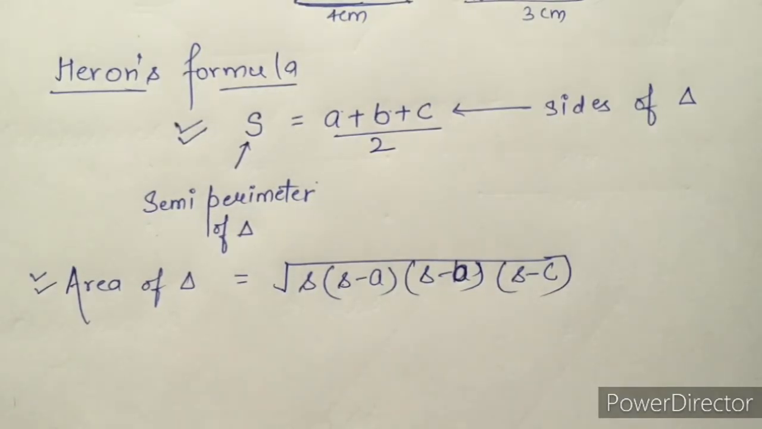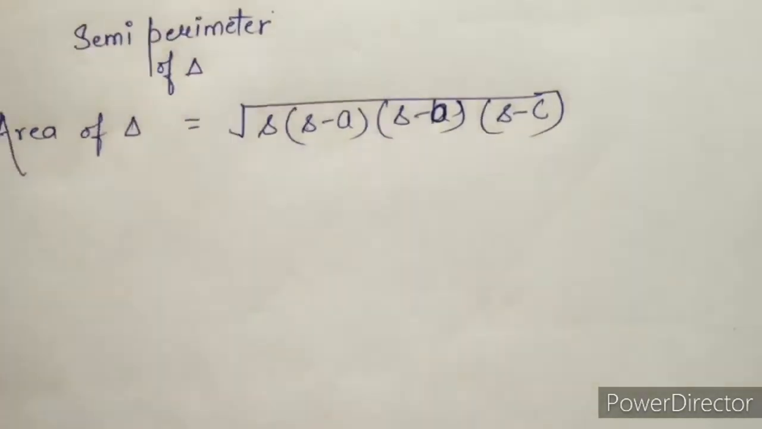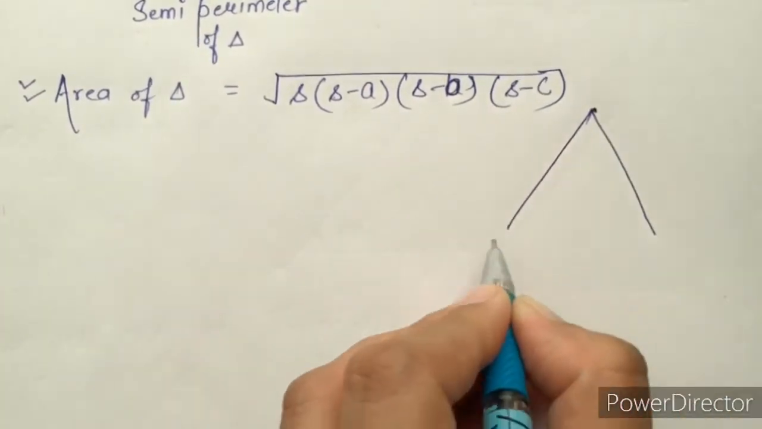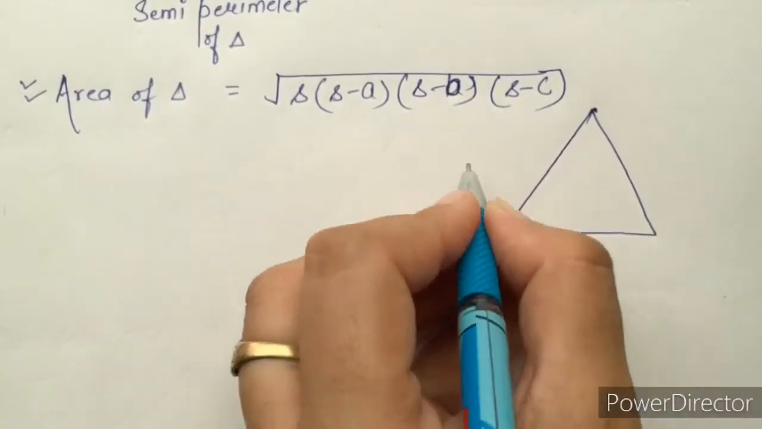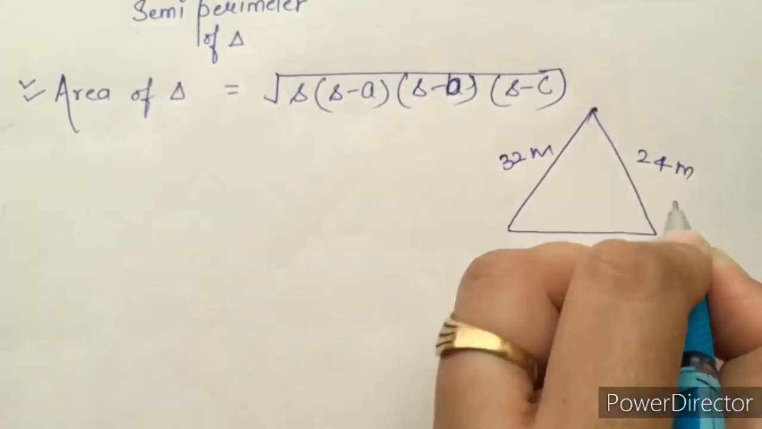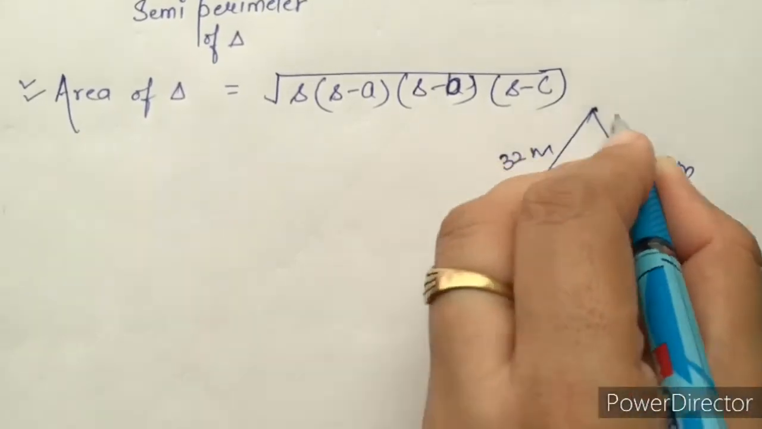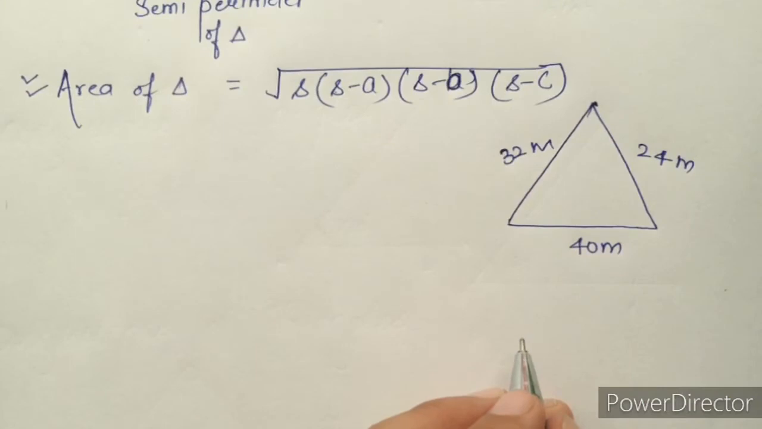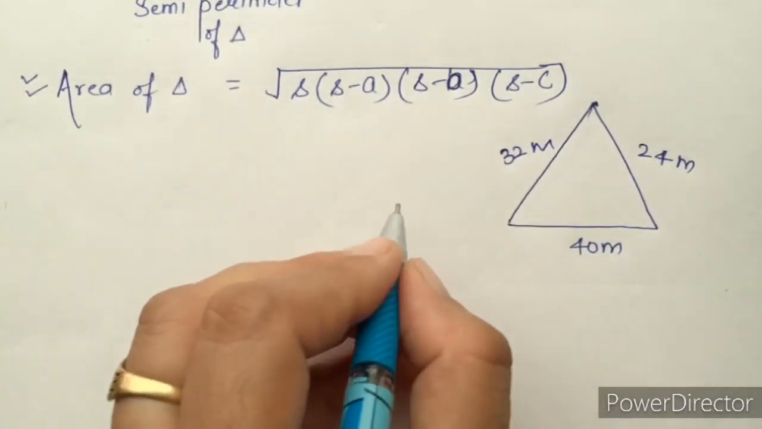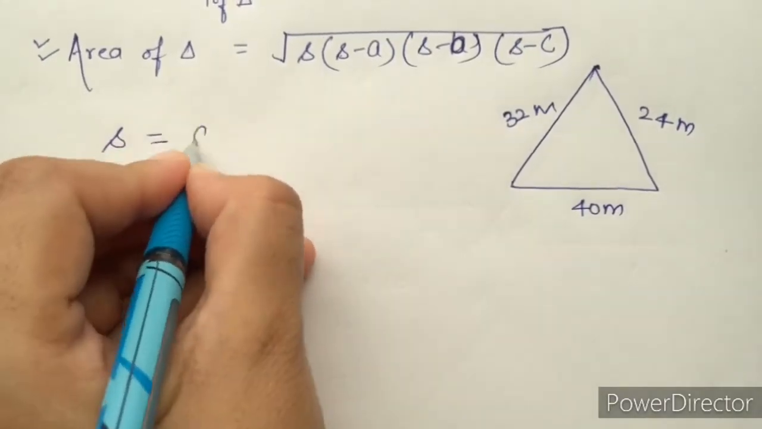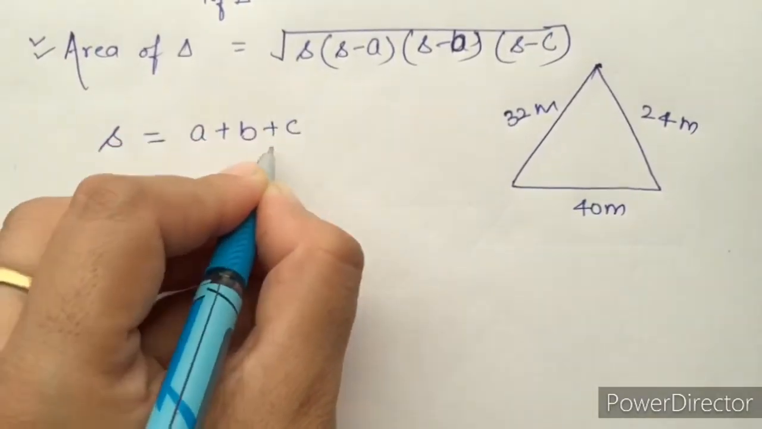Okay, let us understand it better by taking an example. Students, let us take a scalene triangle. I have drawn one scalene triangle. The measure of this side is 32 meter, the measure of this is 24 meter, and the measure of this base is 40 meter. All sides are different, so this triangle is a scalene triangle. Okay students, the first thing I have to find is the semi-perimeter. Semi-perimeter is the sum of all sides divided by 2.